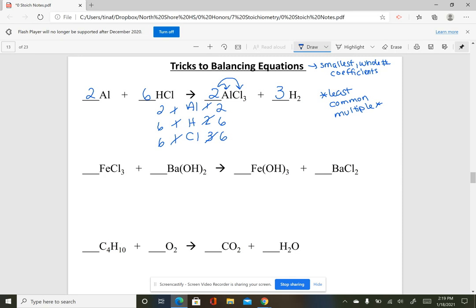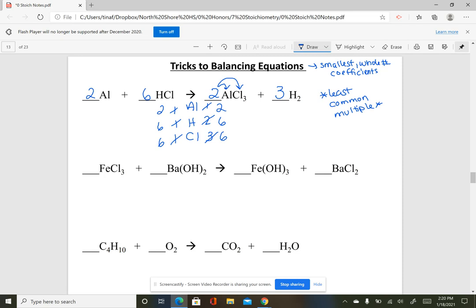So what I want to do before I move on is I want to say, okay, I have a 2, a 6, a 2, and a 3. Can I divide all of those numbers by something to make them simpler? I can't. There's not a number that can go into all those numbers the same and make them smaller. So I know that was my smallest whole number coefficients. I can move on.